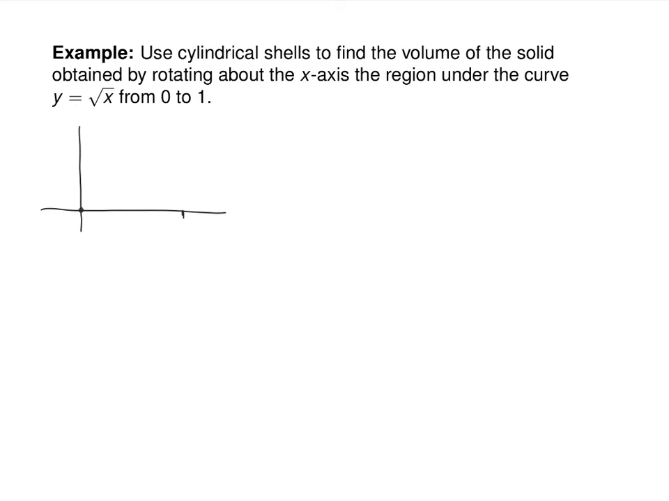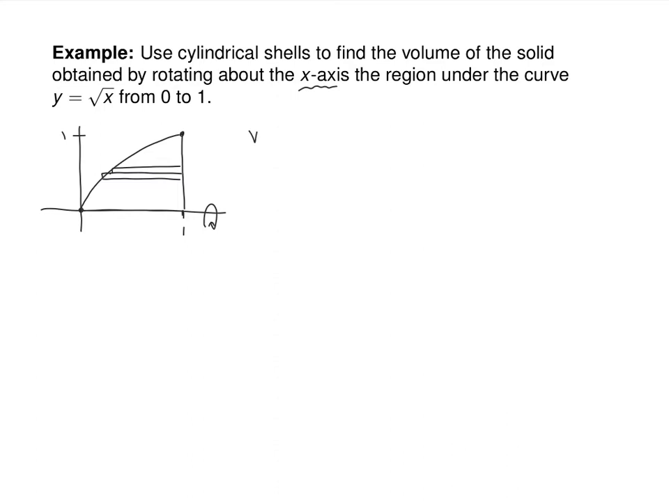So root x, 1, 1, is approximately like this. Okay, so region under that from 0 to 1 means we're looking at this part, and we're going to spin it about the x-axis. Now something to note here is that the disk method is actually easier, so we're going to use that to check our answer. But if we use the shell method, we have to slice parallel to the axis of rotation. So our slices go like that.